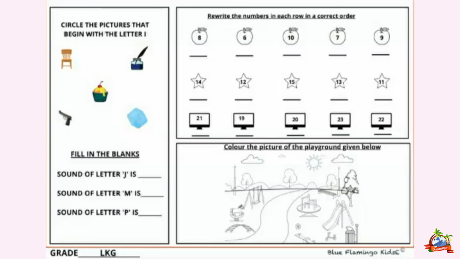We have read counting 1 to 50. This was all about maths. See the last portion, which is of EVS. The question is, color the picture of the playground given below. In this, we have to just color the picture. Okay, this picture is of a playground.